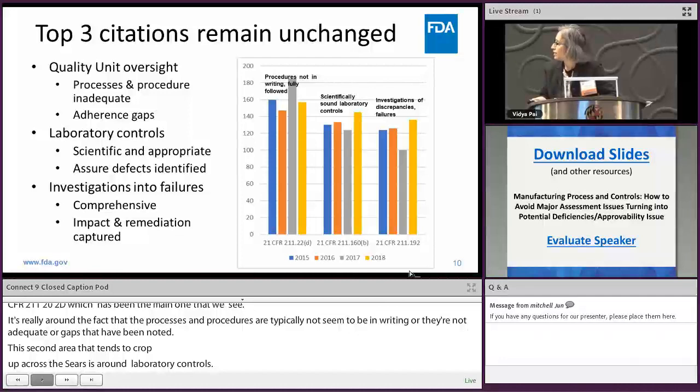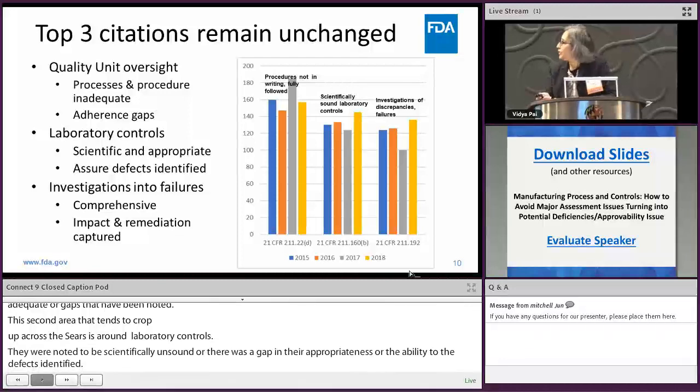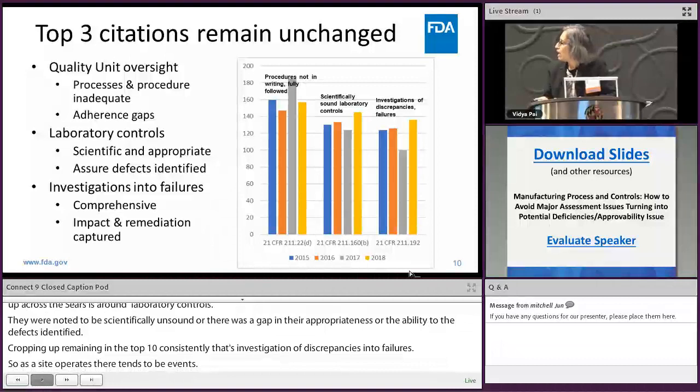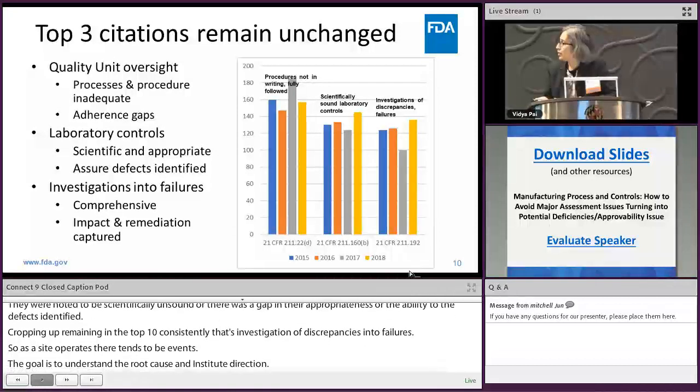And the third area that has cropped up that remains in the top 10 consistently is investigation of discrepancies and failures. So as a site operates, there tend to be aberrant events, and the goal is to understand them, understand the root cause, and institute corrections. However, there tend to be gaps that point to a non-comprehensive address of investigations, and the fact that the impact and the remediation activities are not adequately being captured.